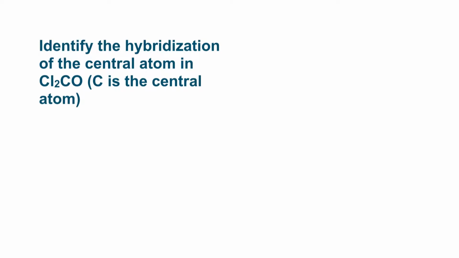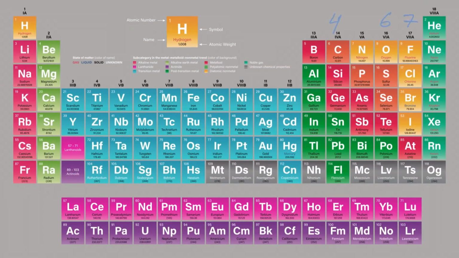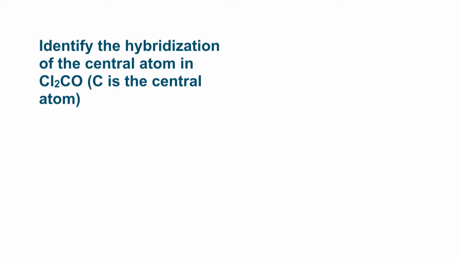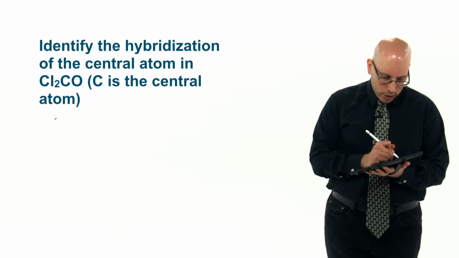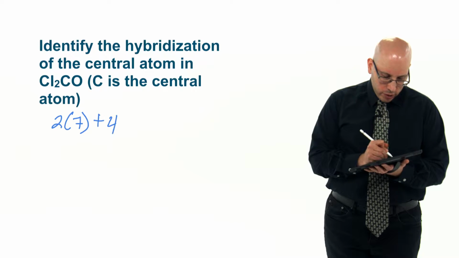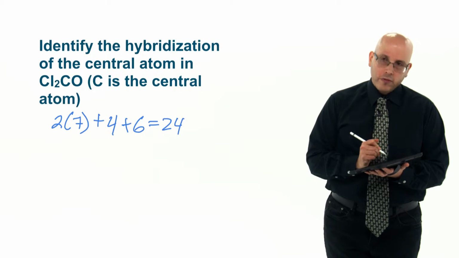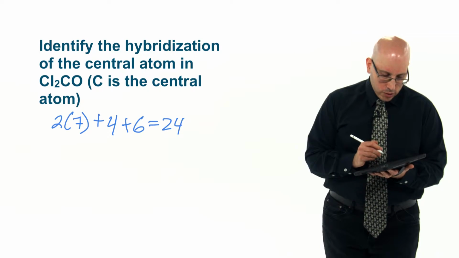So that means that if I look at Cl2CO, chlorine has 7, and I have 2 of those. Carbon has 4, and oxygen has 6. So that gives me 10, and 14 is 24 valence electrons total.